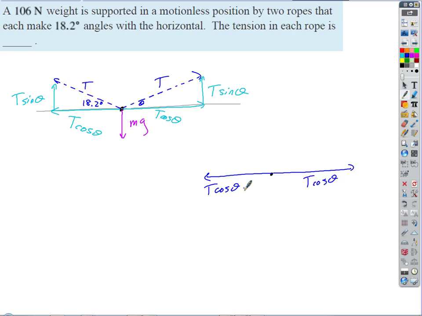But vertically, there's something different going on. What am I going to do vertically here? I'm going to take this vector and translate it so it's sitting in the right spot, starting at the object. So there's going to be a T sine theta. What am I going to do with this one then? Same thing, but I always add vectors tip to tail, so I'll line that one up right there. Does that make sense? How long is that whole vector then? 2T sine theta. If I add them, T sine theta plus T sine theta is 2T sine theta.